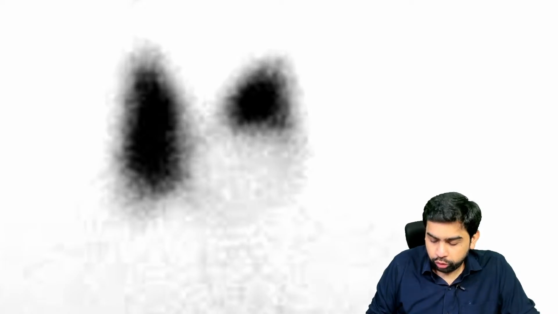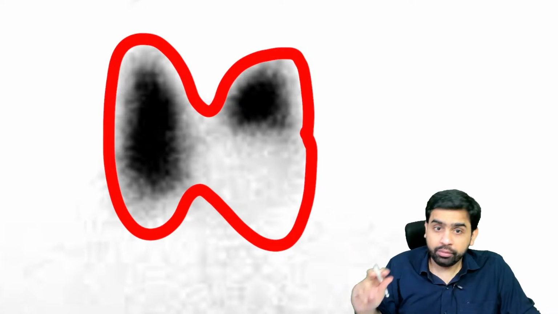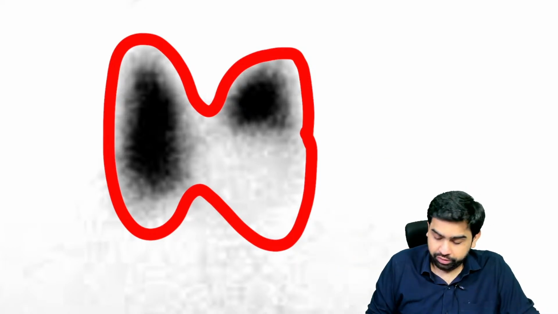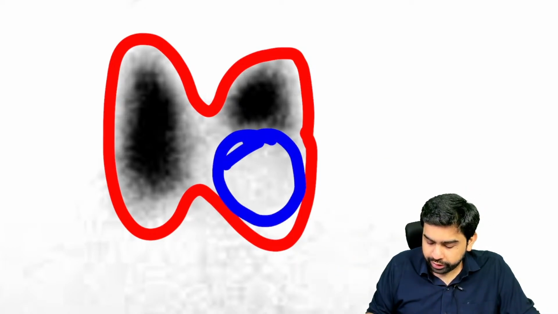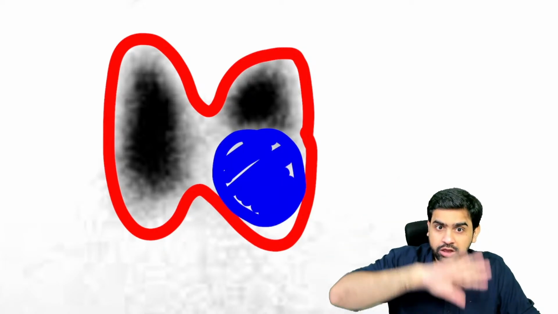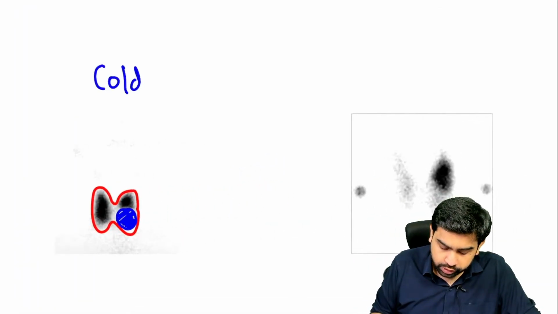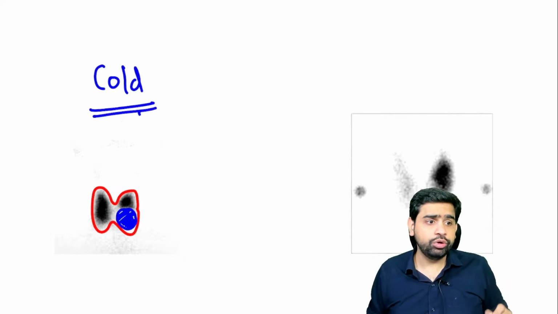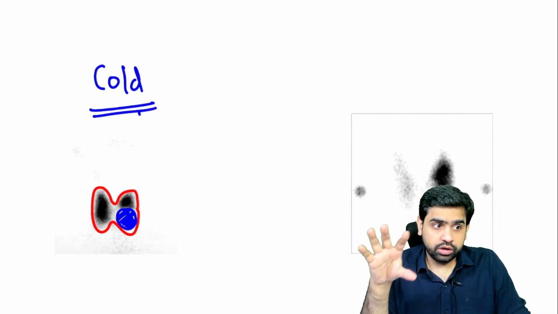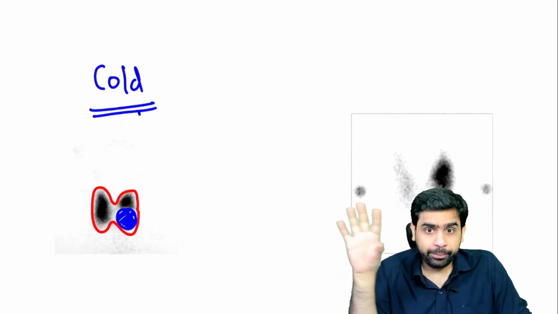Many students say, sir, this is a hot nodule. No, this is not a hot nodule, guys. Whenever you get an image like this, obviously you cannot draw in the exam, so in your mind just try to complete the image of a thyroid. Once you complete it, you get to know that this is a part of the thyroid having an uptake which is less as compared to the rest of the thyroid tissue. So this is a cold nodule. A cold nodule is a nodule having an uptake of radioactive iodine which is less as compared to the rest of the thyroid tissue.